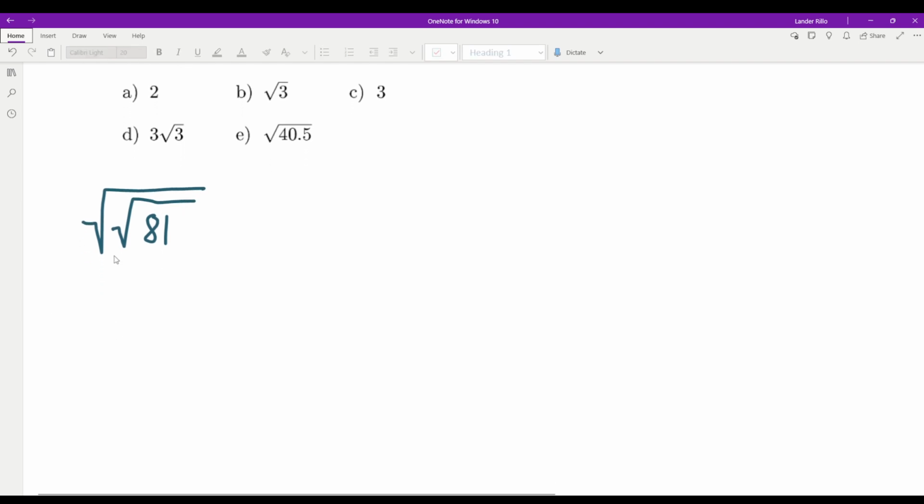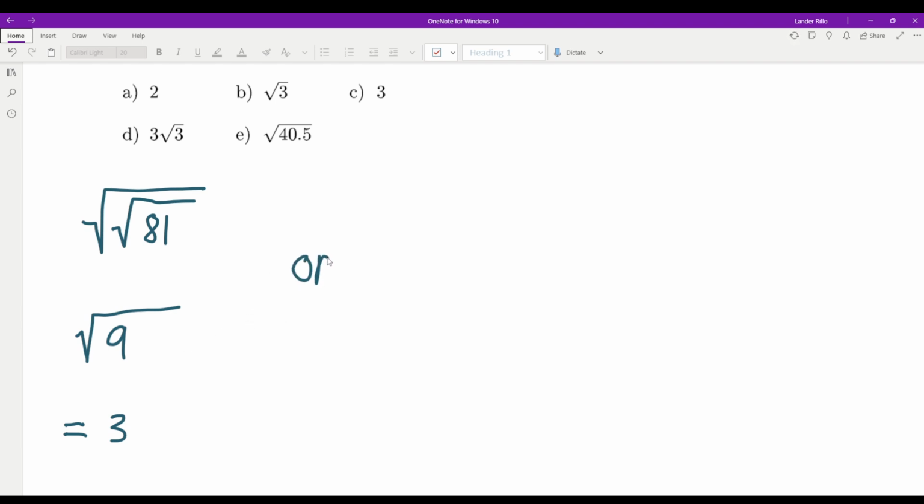The easiest way is that we already know what the square root of 81 is. That is just 9. So the square root of 81 on the inside is just 9, and the square root of 9 is just 3.